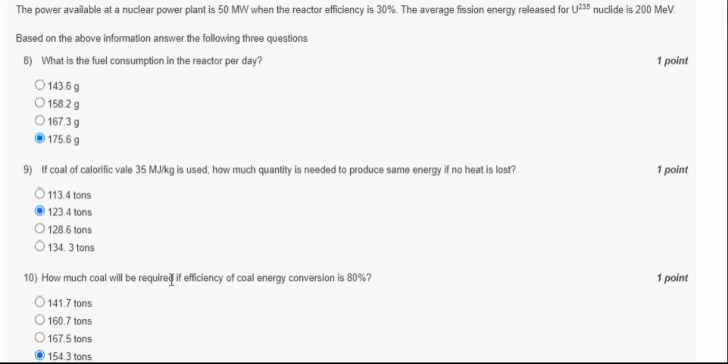How much coal will be required if the efficiency of coal energy conversion is 80%? So 154.3 ton. Answer 4 is the correct answer for this. If you divide 123.4 ton by 0.8, meaning 80%, you will get 154.3 ton.